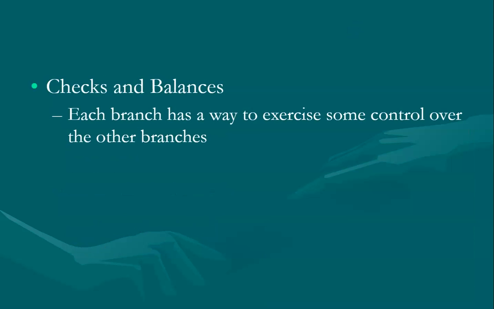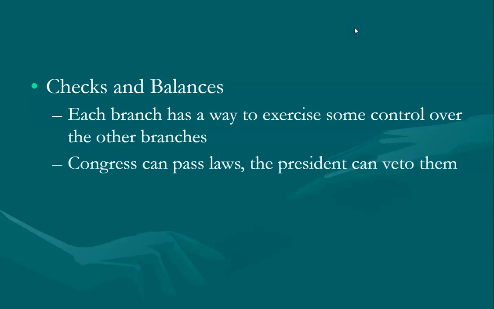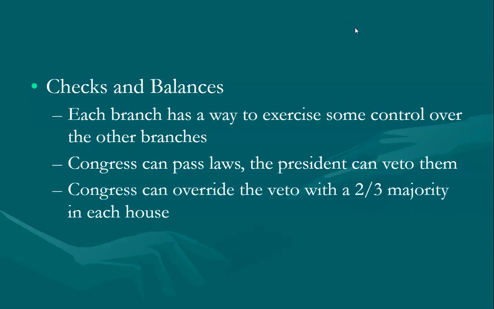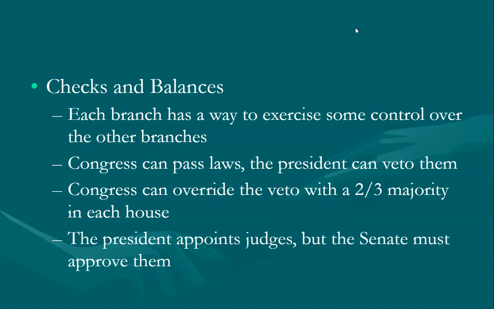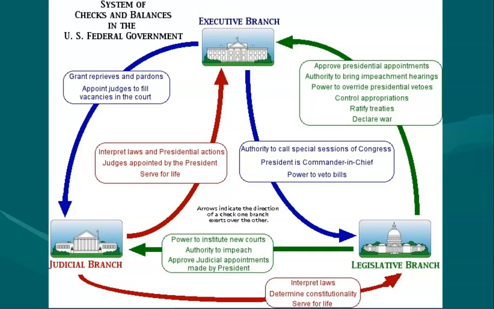Checks and balances. Each branch has a way to exercise some control over the other branches. Example, Congress can pass laws and the president can veto them. Congress can override the veto with a 2/3 majority in each house, but the president appoints judges, but the Senate must approve them. So let's take a minute to look at this. Feel free to pause the video at this point, and you can see many different ways in which one branch can provide a check against another branch or prevent it from operating. This is, again, as you've heard all your lives, to prevent the government from becoming too powerful.